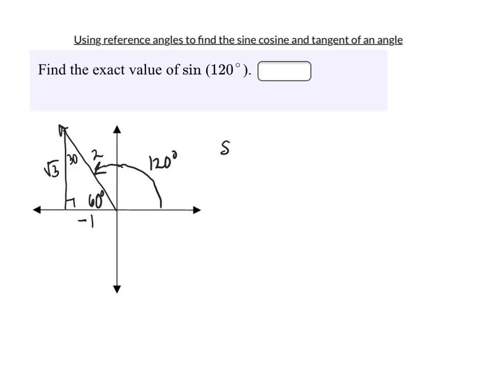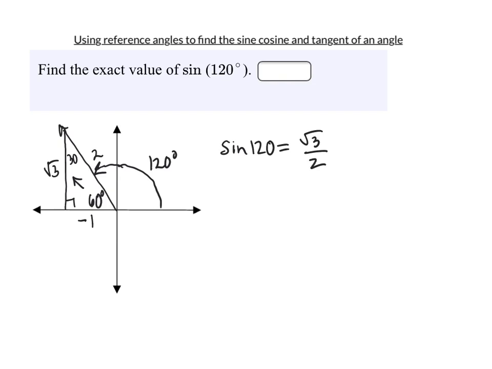So the sine of 120, remember sine is opposite over hypotenuse. Opposite the reference angle, which is 60, is root 3. And the hypotenuse, opposite over hypotenuse, is 2.